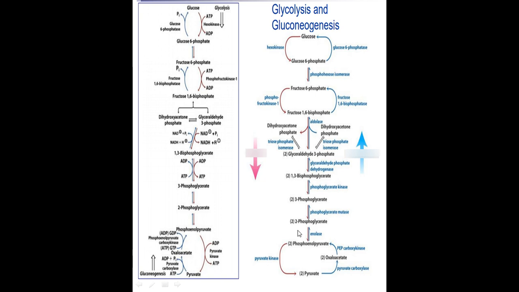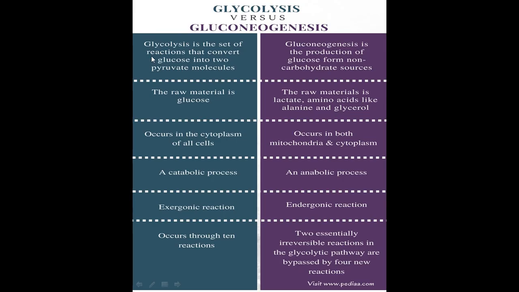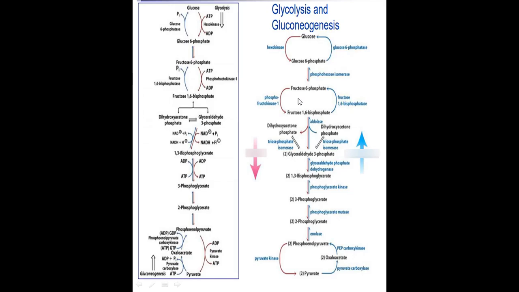So let's look at the key differences that exist between them. Glycolysis is a set of reactions that convert glucose into two pyruvate molecules, but gluconeogenesis is the production of glucose from non-carbohydrate sources. The raw material in glycolysis is glucose, but the raw materials in gluconeogenesis are lactate, amino acids like alanine, and glycerol. Most of these are first converted back to pyruvate before they enter the gluconeogenic pathway, with the exception of glycerol, which can be converted straight to dihydroxyacetone phosphate.